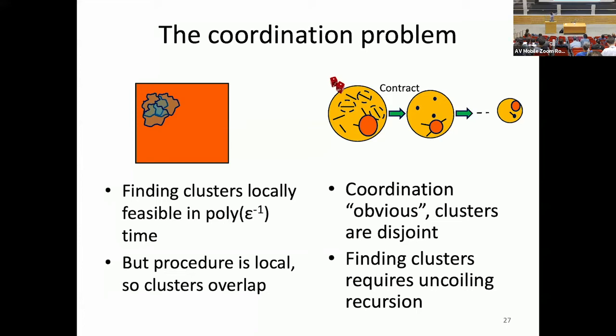On the other hand, with the global algorithm over here, the one that did contractions, the coordination was obvious, like the clusters were well-defined. The issue was the runtime. And so the question is, can we get some kind of coordination for this local diffusion procedure?